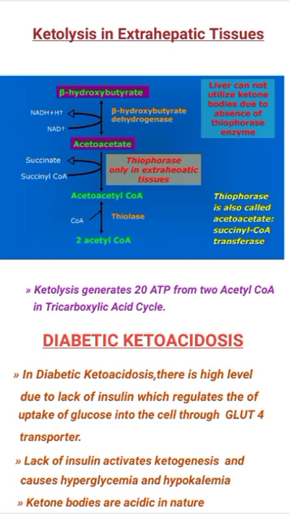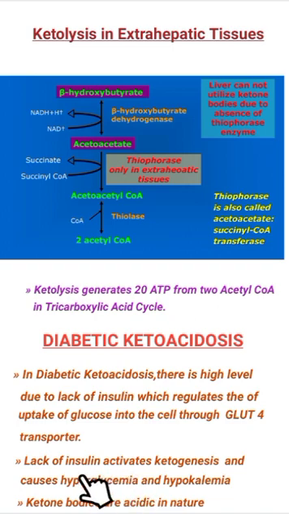Like I explained earlier, lack of insulin will activate an enzyme called hormone-sensitive lipase. That enzyme will start breaking down triglycerides to free fatty acids. Those free fatty acids can enter beta oxidation to produce acetyl-CoA, which is used to form ketone bodies. So lack of insulin activates ketogenesis and it causes hyperglycemia and hyperkalemia.